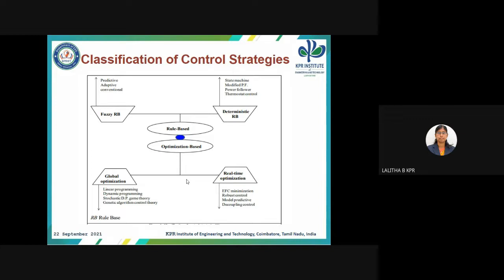So there are many optimization techniques available. In this session, we are focusing on the rule-based technique only. In the rule-based technique, there are two classifications. One is fuzzy, where the fuzzy strategies are predictive, adaptive, and conventional. In the deterministic rule-based control, there are four categories: thermostat control, power follower, modified power follower, and state machine.